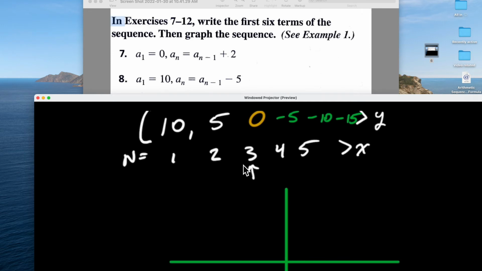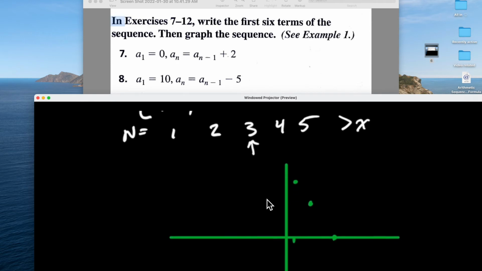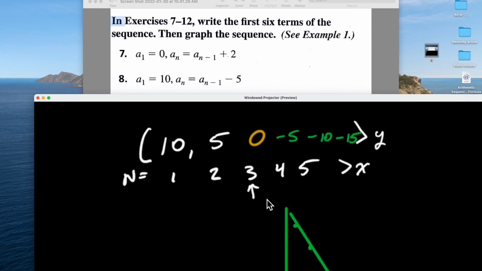Our input value is 1, our output is 10. Input is 2, the value is 5. Input is 3, the value is 0. We're down to the x-axis already. So you see the pattern. It's going to be a downward sloping line like so. For every movement 1 in this direction, we're going to go down 5.